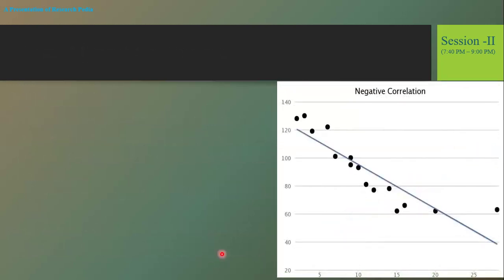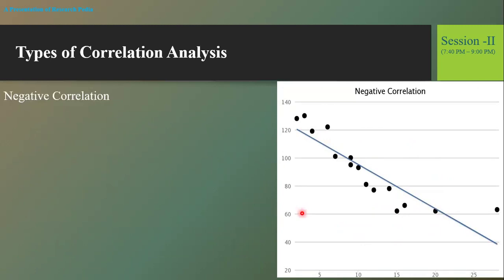The next one is negative correlation. Whenever you see that the pattern starts from the top position of the left side, and it goes downward on the right side, it is negative correlation. So whenever I prepare the scatter diagram, and if you find a pattern where the dots are moving from left to right downward, it is a negative correlation.